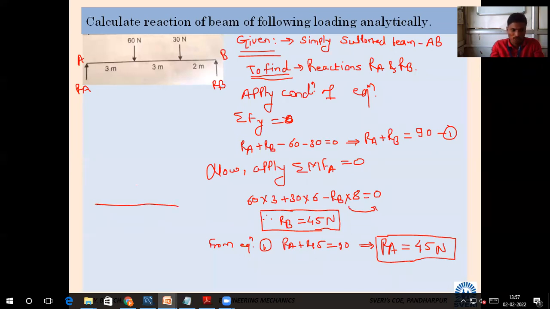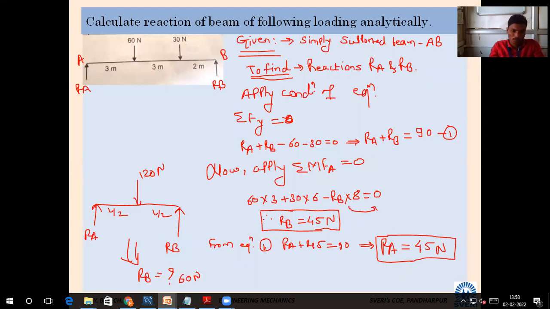Such questions were asked in the last MCQ. Suppose a 120 Newton force is applied exactly at the center of the beam, and here there are Ra and Rb. Very simple. From this you were supposed to find Rb equal to how much? It will be 60 Newton.